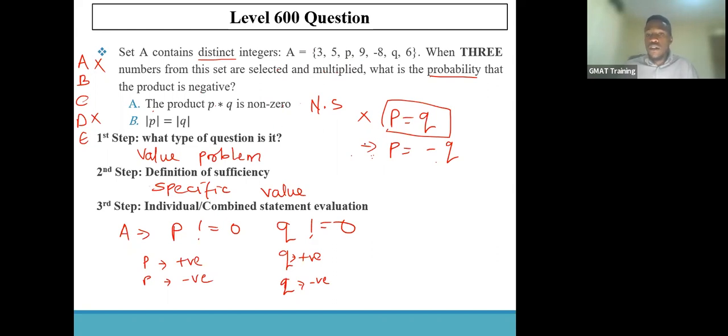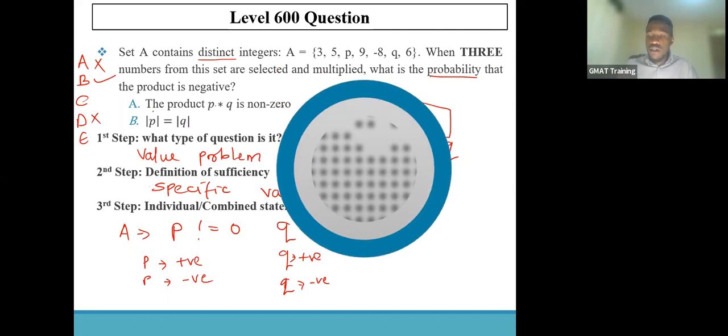Since we've identified that there's only one possibility where the absolute value of P is equal to the absolute value of Q, we can tell that we can find a specific value for the probability. Therefore, choice B becomes our correct answer, right?